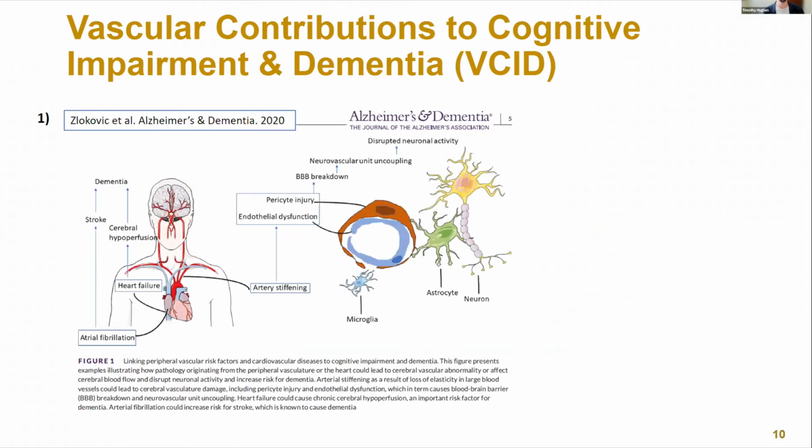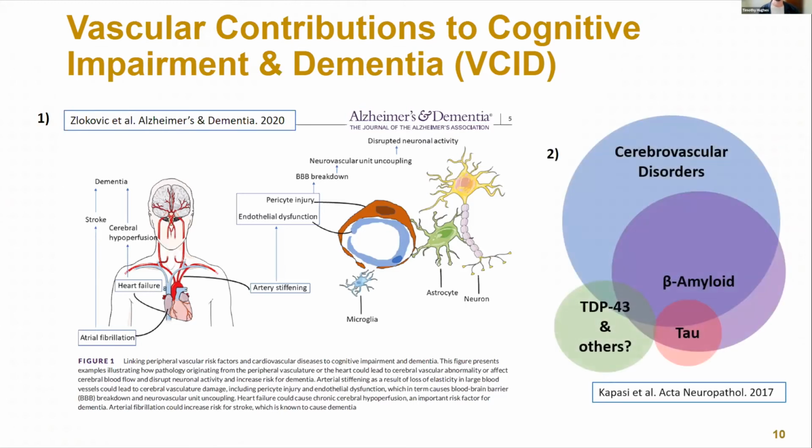that we see. The vascular contributions to cognitive impairment and dementia is a framework in which we are trying to understand how vascular disorders contribute specifically to changes in the brain at the cellular level or at the microstructural or macrostructural level that may impact the risk for developing Alzheimer's disease and related dementias. There are several vascular factors that have been linked to brain health later in life, such as atrial fibrillation, heart failure, and arterial stiffening, and these affect cerebral perfusion and the risk for stroke and the risk for dementia.